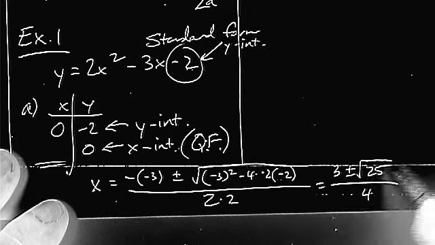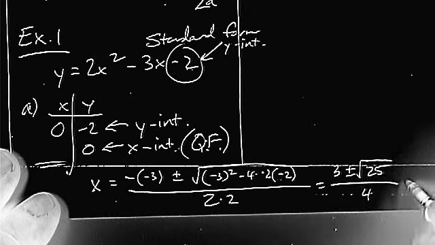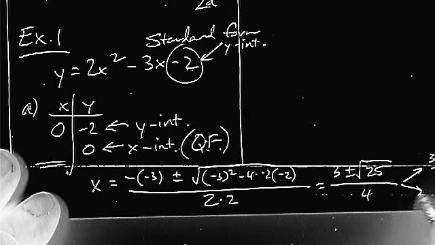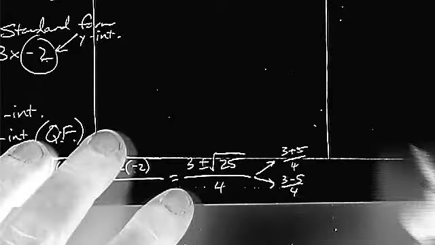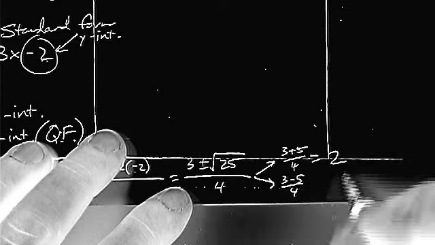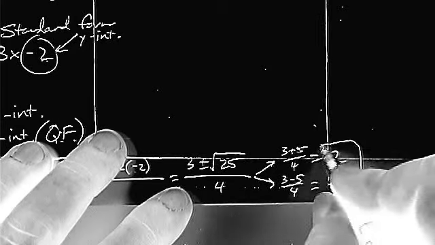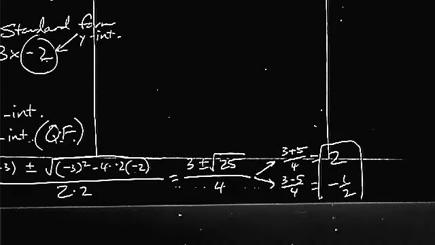9 plus 16 is 25. Oh, look, a perfect square. So we have 3 plus 5 over 4, and 3 minus 5 over 4. That's going to give us 8 over 4, which is 2, and -2 over 4, which is -1/2. So those are my x-intercepts.